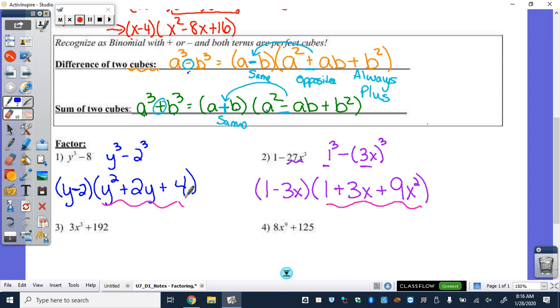So again, that trinomial at the end is never factorable again. You can't do anything else with it. So then that part is done.